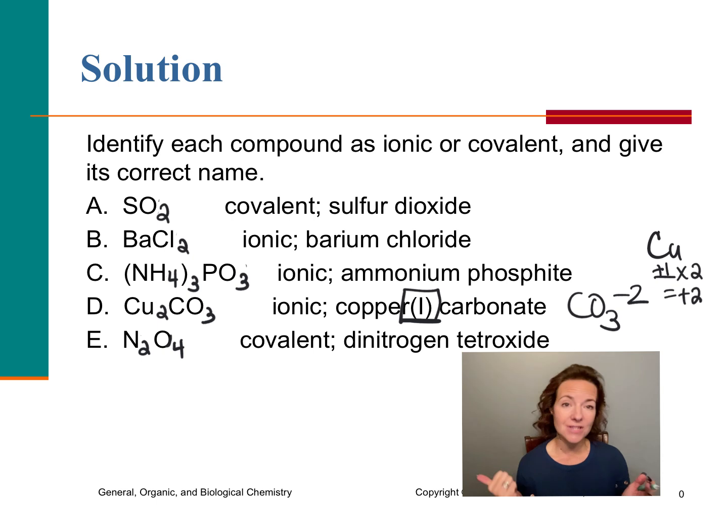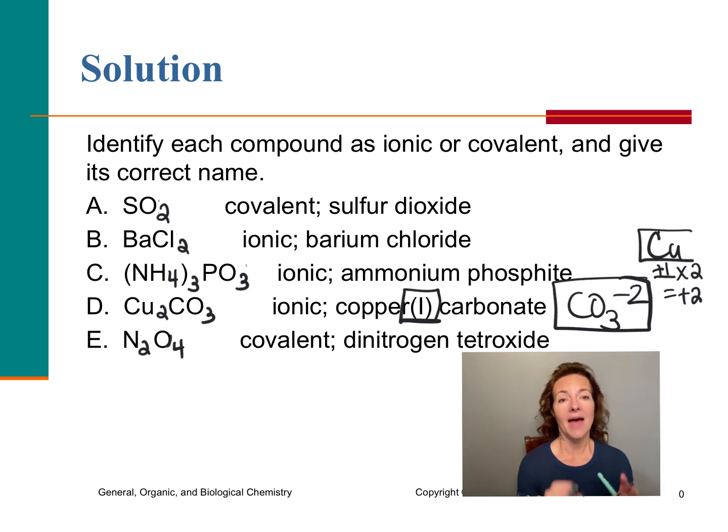So we got to go back to those rules. When we've got a transition metal, we look at the negative ion, we figure out the charge on the negative ion, and then we look at how many of the positive ion we have so that we can figure out the charge of the positive ion.